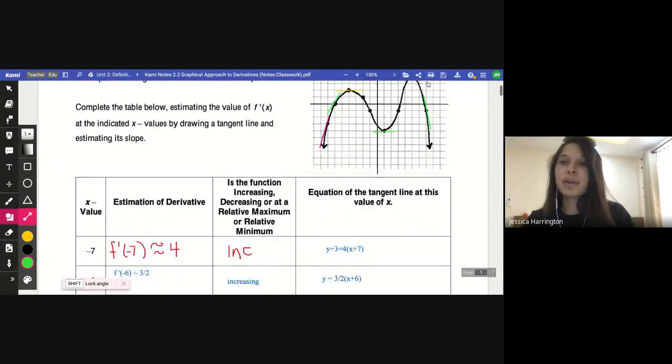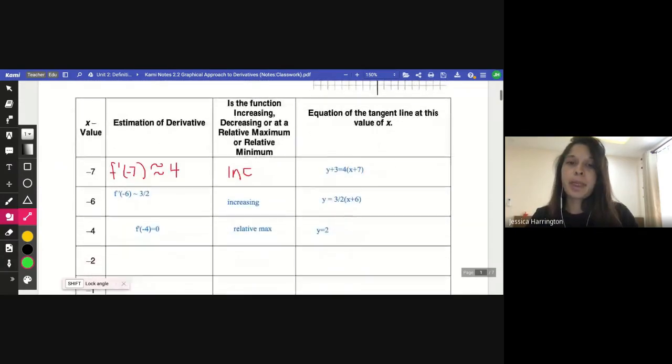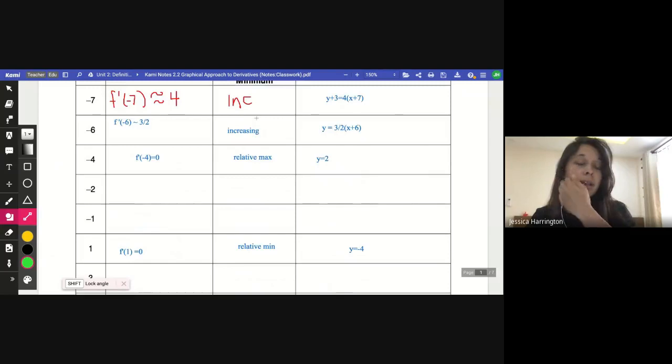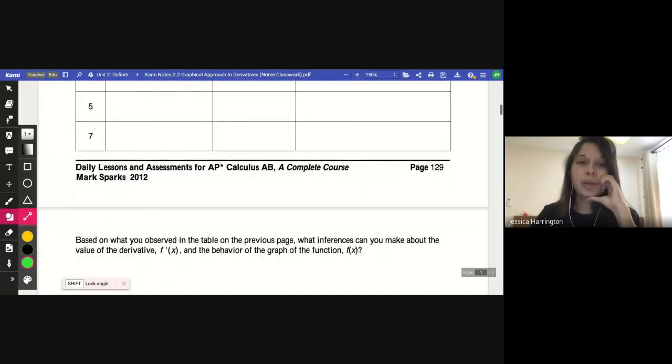Right? But that's what you're doing: you're drawing this tangent line and actually using the grids to count, okay? And when the line is increasing, the function is increasing, the slope is positive, the derivative is positive. If the slope of the tangent line is decreasing, then the derivative is going to be negative, right? And if you have a relative min or max, you should see that the derivative is 0. So let's keep going on.